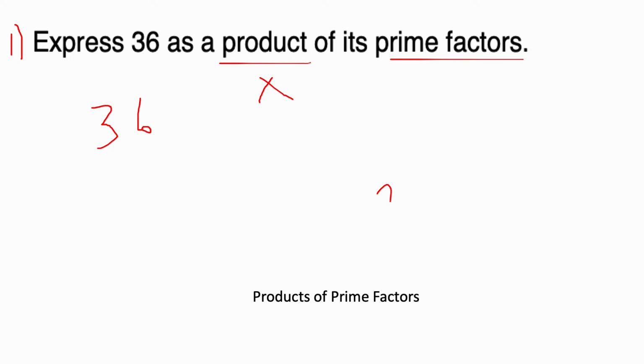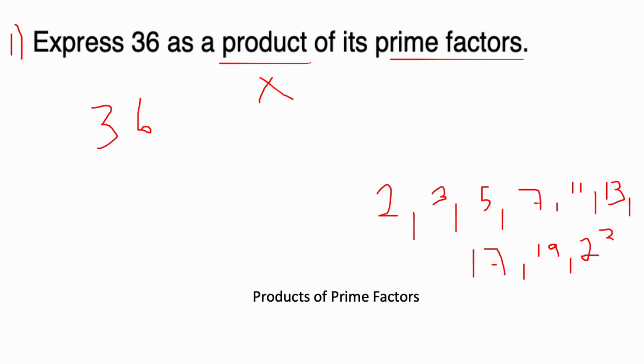Our prime numbers are 2, 3, 5, 7, 11, 13, and we're going to go up to 17, 19, and then 23. I'm not going to go any further, but if you're not sure what a prime number is, by definition it has two factors: one and itself. If you're wondering what a factor is, it's a number that goes into another number without giving a remainder.